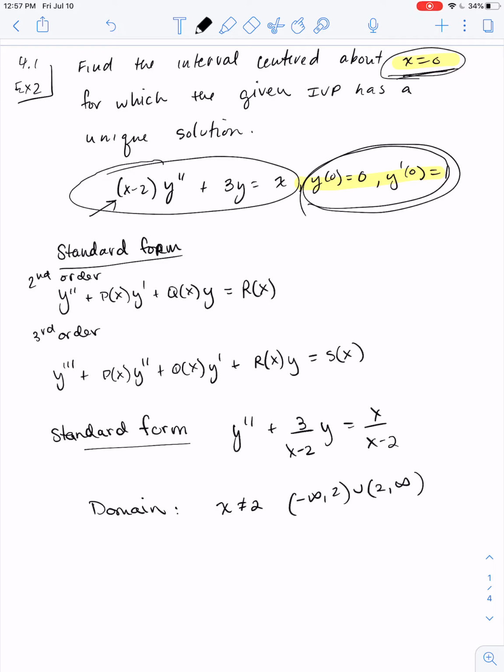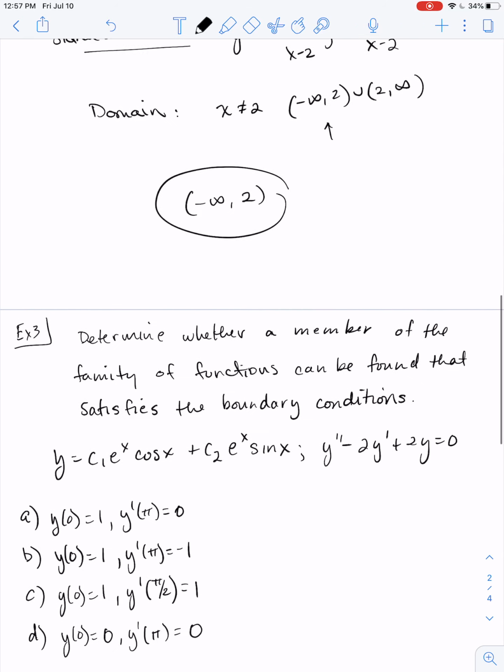And now, which interval do I pick? Well, where does 0 fall? Since 0 falls in this first interval here, that's the interval that I want to use, with it being centered at 0. So that's talking about the interval centered around 0, which is going to give us a unique solution. So that's what we're using there.